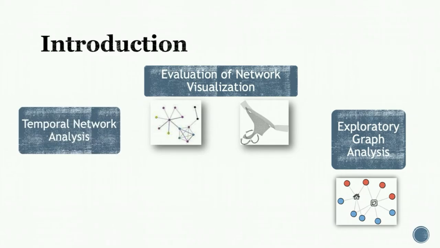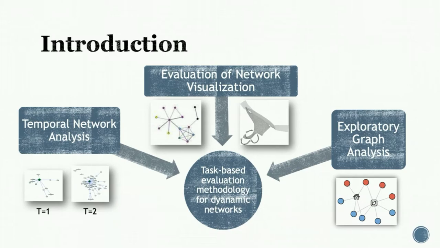Another type of networks are those that change over the time, the dynamic networks, in which most of the evaluation approaches are focused on the preservation of the mental map. However, most of these evaluation approaches are not necessarily involving users, and that is the motivation of this work, to propose a task-based evaluation methodology for the visual representation of dynamic networks.